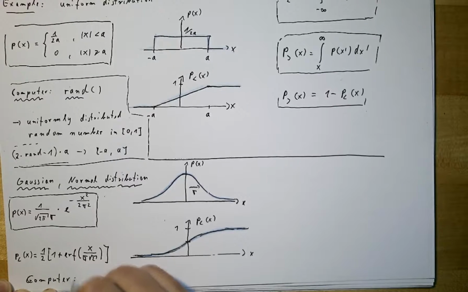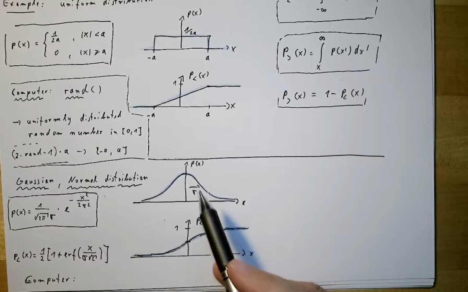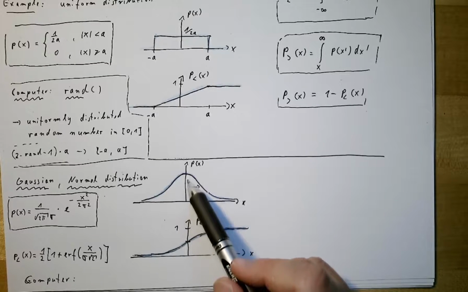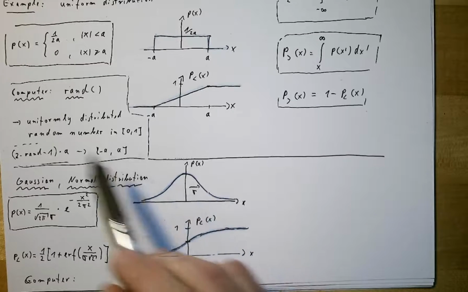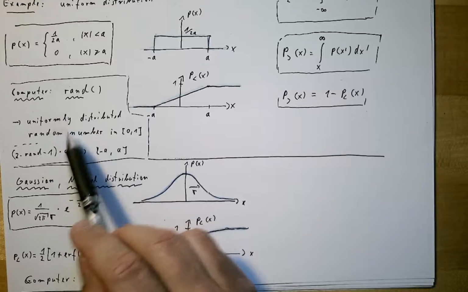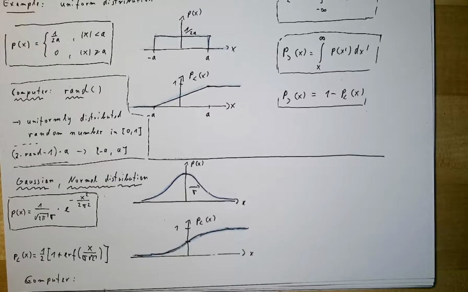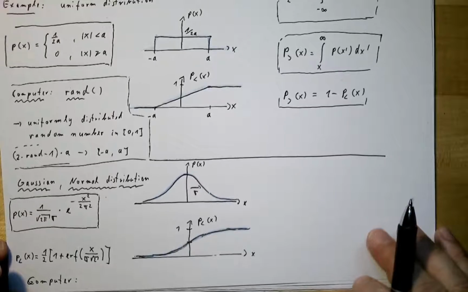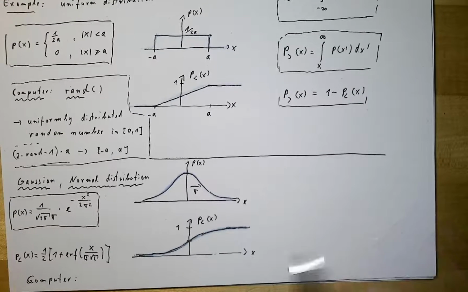In the computer. So this is the example where it's not so easy to generate this number from a uniform distribution by some variable transform. And also these Gaussian numbers are so important.